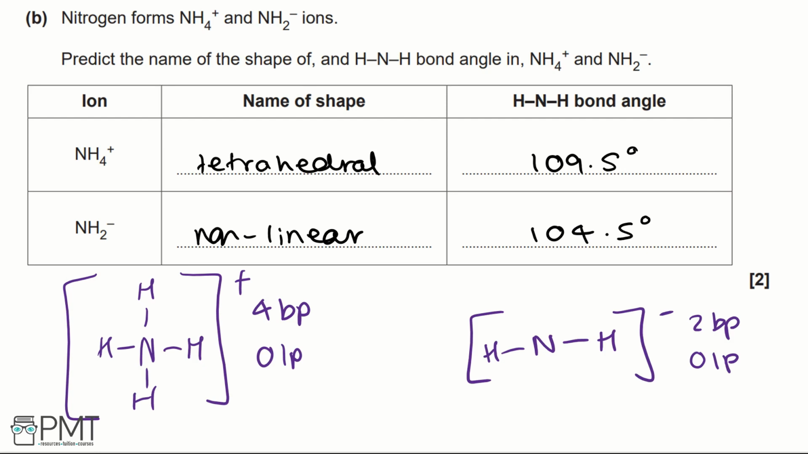This question's worth 2 marks. To get both marks, you need the NH4 plus ion row correct and the NH2 minus ion row correct also.